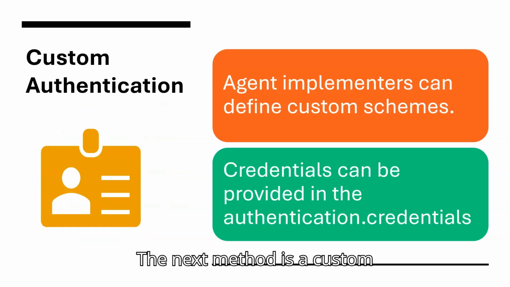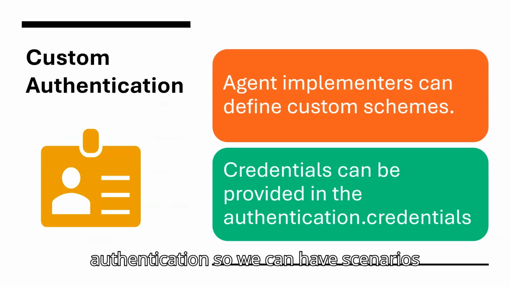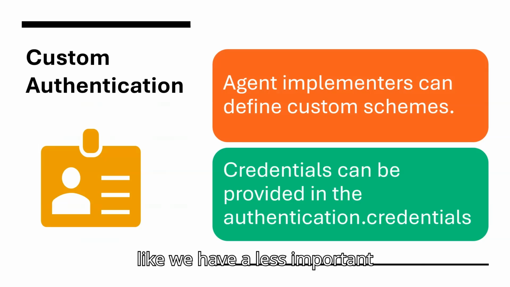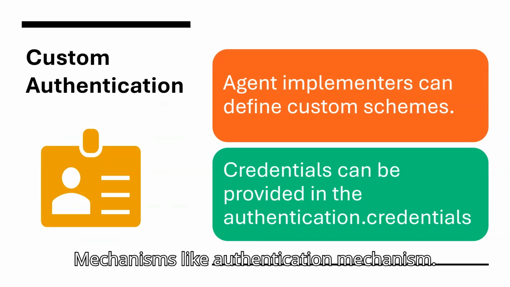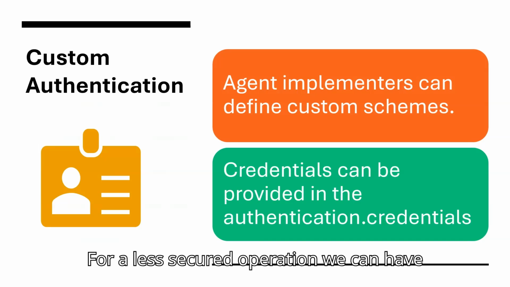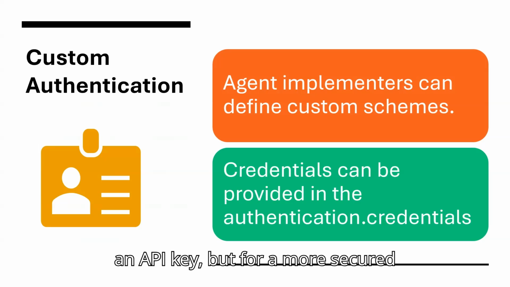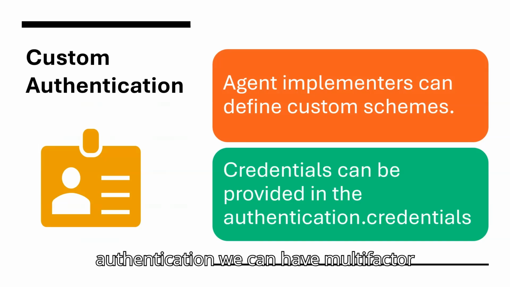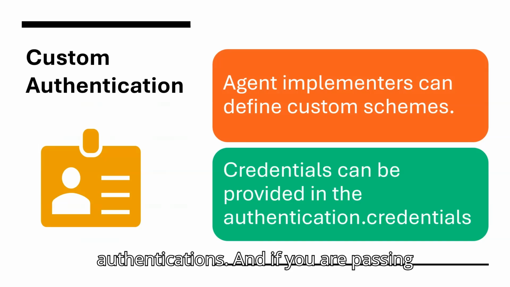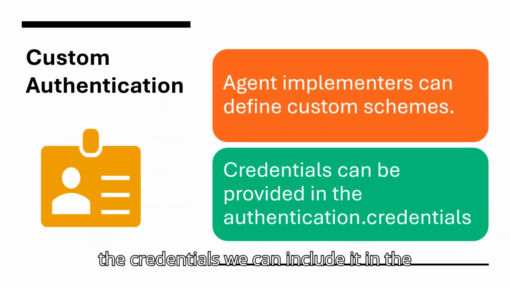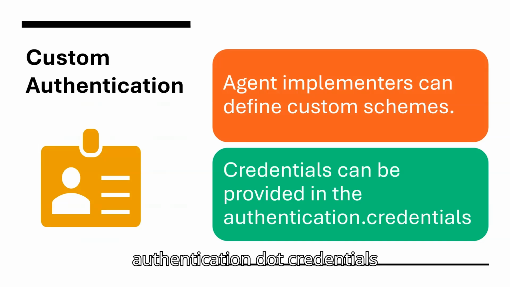The next method is custom authentication. We can have scenarios where we have a less important function and a most business critical function, so we can combine authentication mechanisms. For a less secured operation, we can have an API key, but for a more secured operation, we can have multi-factor authentication and also open authentication. And if you are passing the credentials, we can include them in the authentication.credentials property.